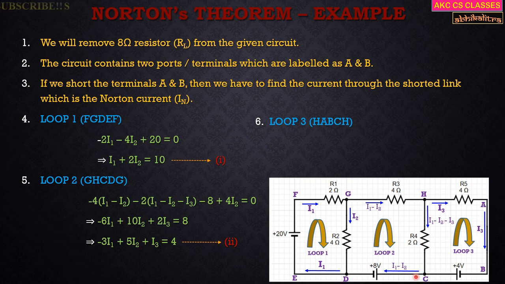After reaching C, I will be moving from C to H. See, I'm moving from C to H, and the current direction is opposite. That means current is moving from higher potential to lower potential, and I am moving from lower potential to higher potential, so there will be a rise in IR. What is I? I is equal to I1 minus I2 minus I3, and the resistor value is 2 ohm. So the expression that we'll get is 2 times (I1 minus I2 minus I3). What is the equation that we get now? The equation is minus 4 times I3, plus 4, the voltage rise, plus 2 times (I1 minus I2 minus I3) over here, right?